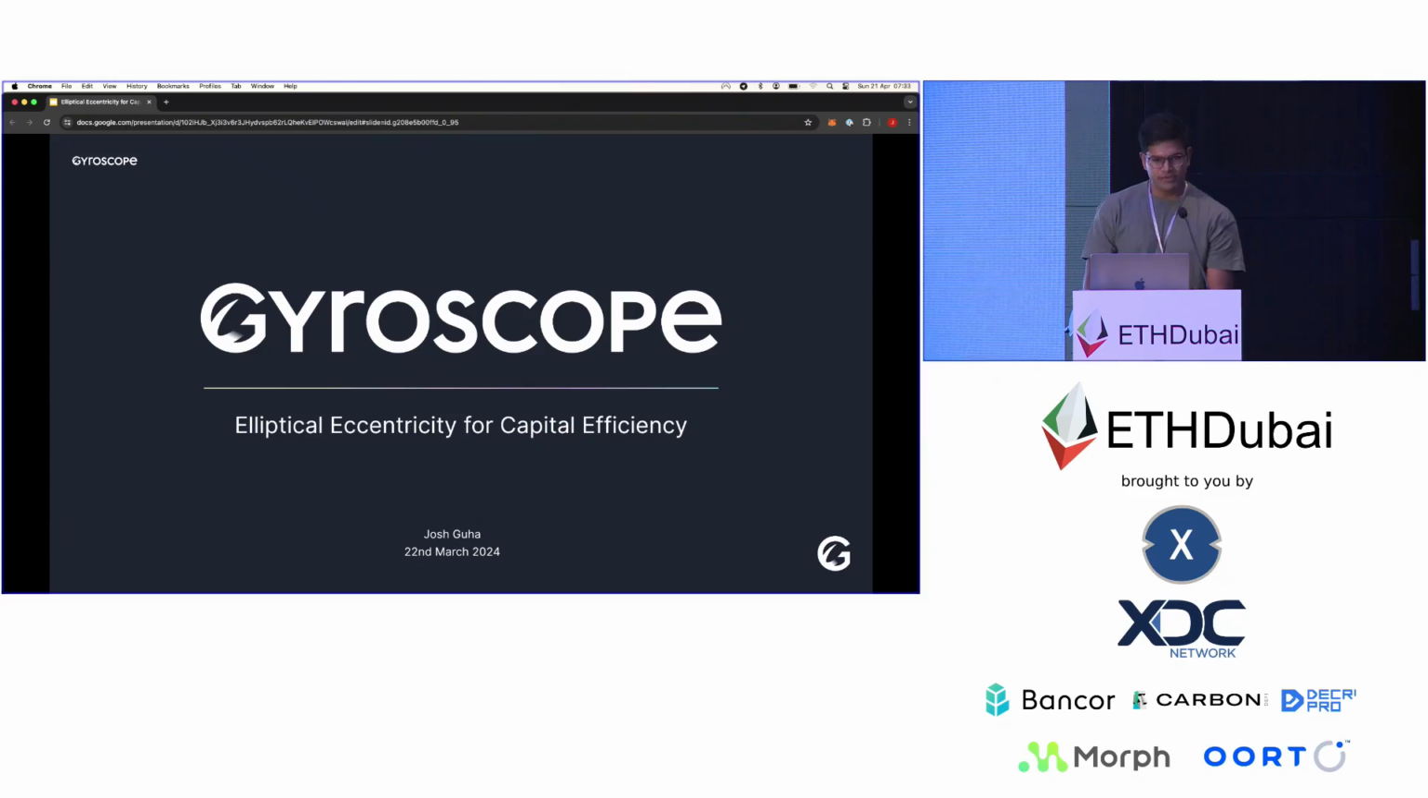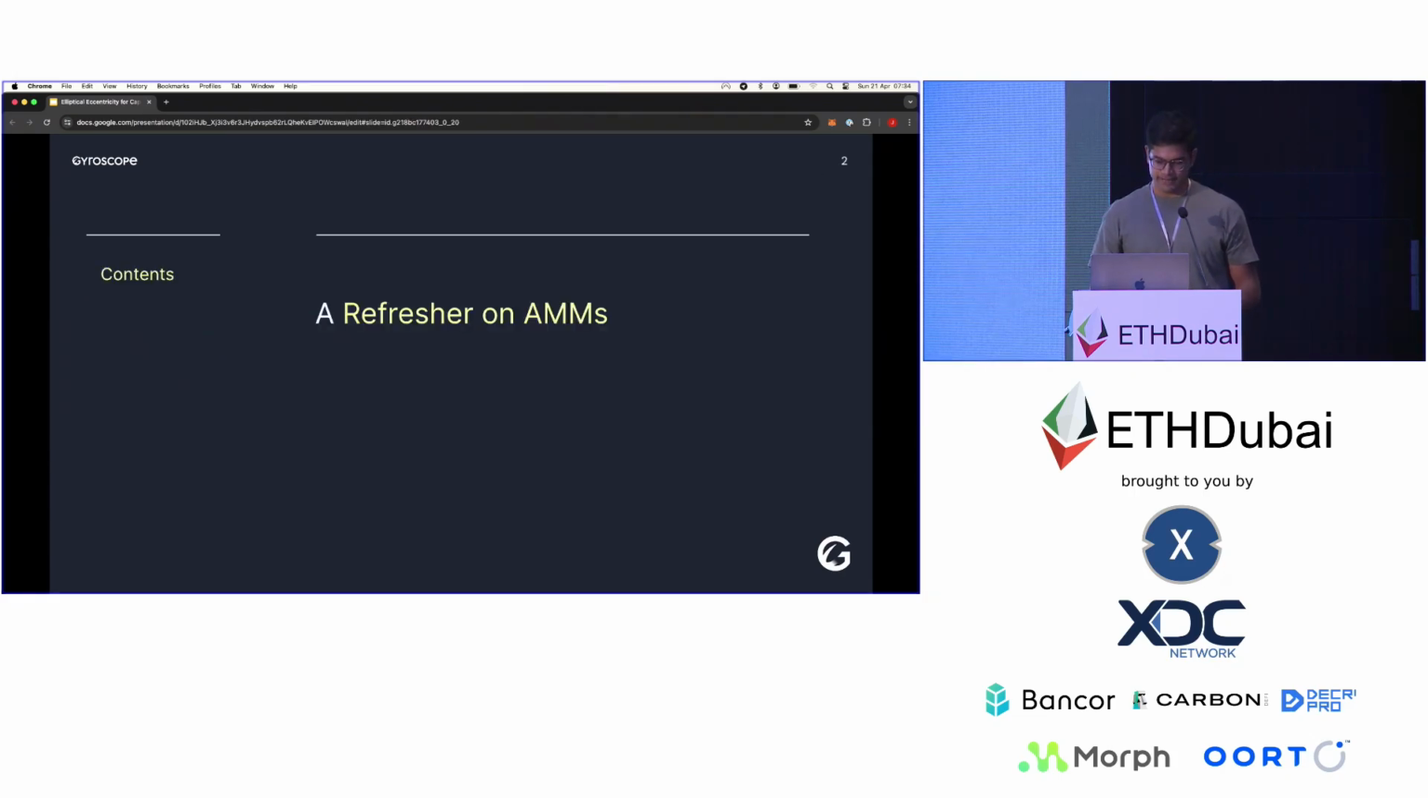Okay. So welcome to Elliptical Eccentricity for Capital Efficiency. My name's Josh. I'm part of the core team at Gyroscope. Last year we deployed a new stablecoin, and as part of the stablecoin system, we created this whole new automated market maker known as the Gyroscope Elliptical Concentrated Liquidity Pool, ECLP.